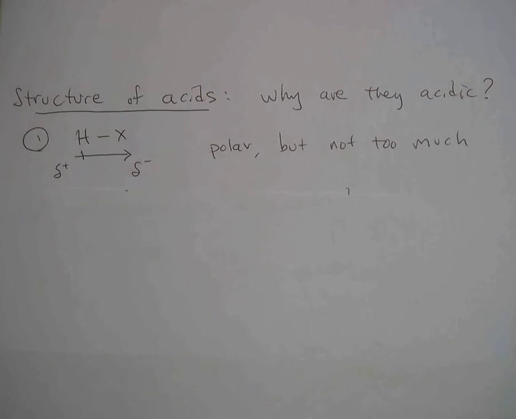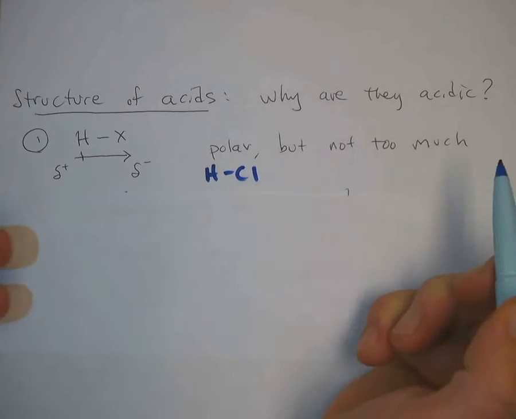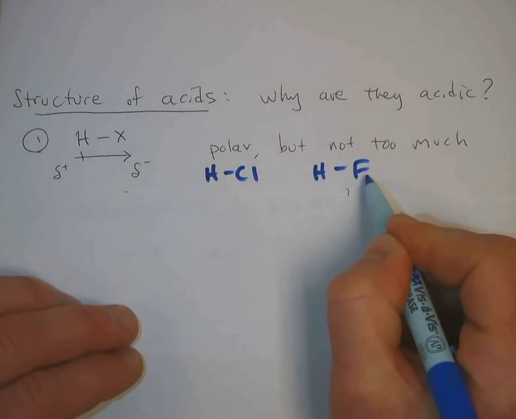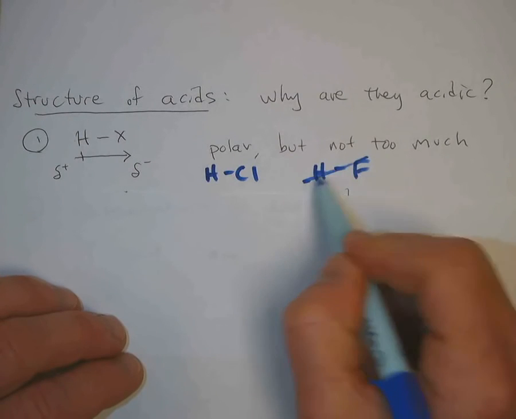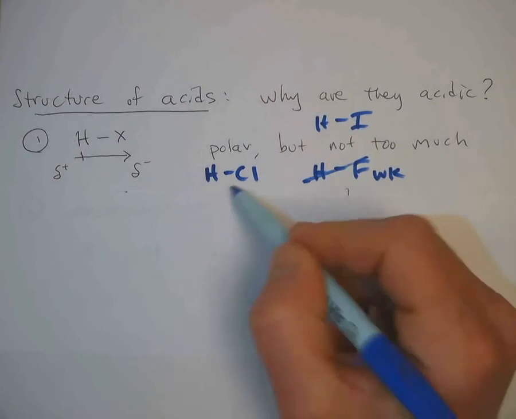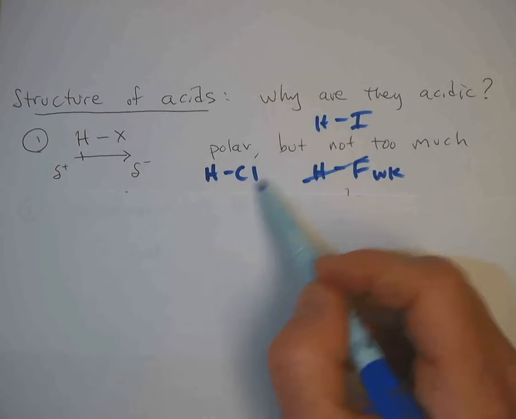3 things. First of all, you've got to have a polar bond between hydrogen and the anion. It's got to be polar, but not too polar. HCl, polar, but not too polar. HF, really polar, a little bit too polar, and therefore it's considered to be a weak acid. HI, still a strong acid, but not as strong as HCl. Why? Because this is a polar bond, but it's not as polar.